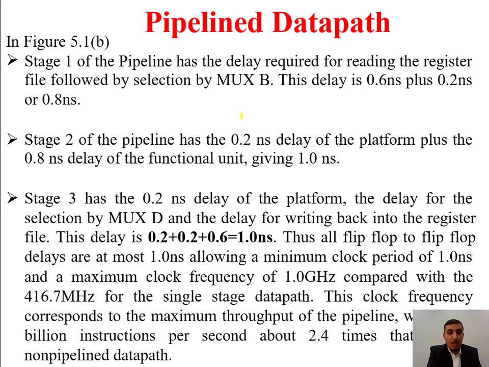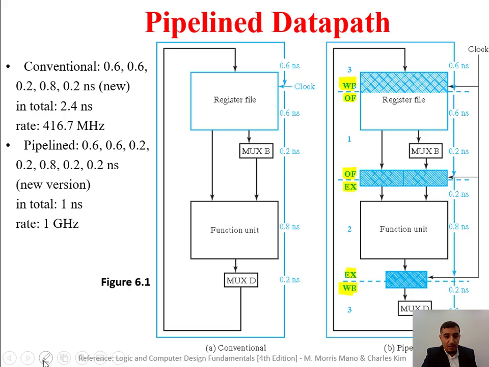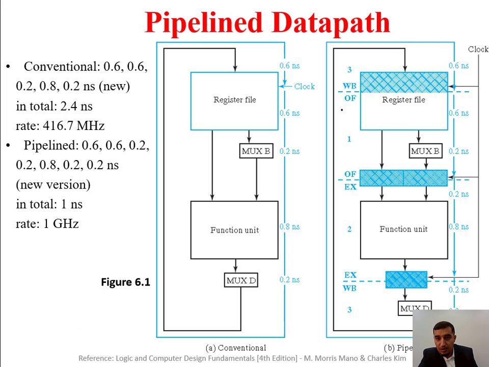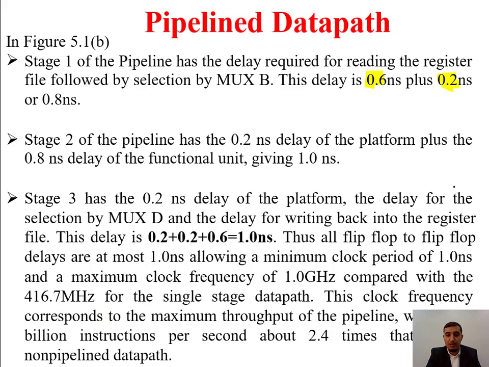Now, in figure B, stage 1 of the pipeline has a delay of 0.6 plus 0.2, which is, I will go back here. We are talking about stage 1 here. You see here we have 0.6 plus 0.2. 0.6 to read from the register file, 0.2 to pass through the multiplexer. Passing through components will delay your signals. Okay, keep in mind, passing through components will always delay your signals.